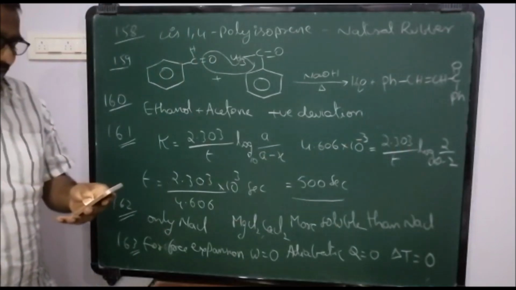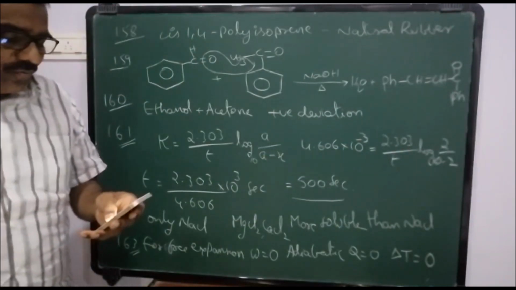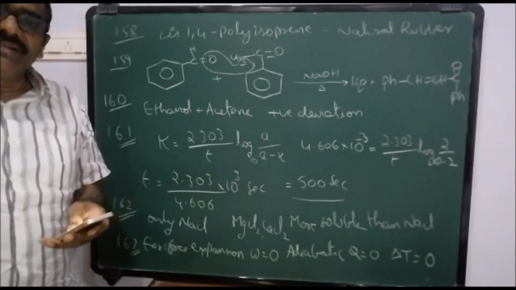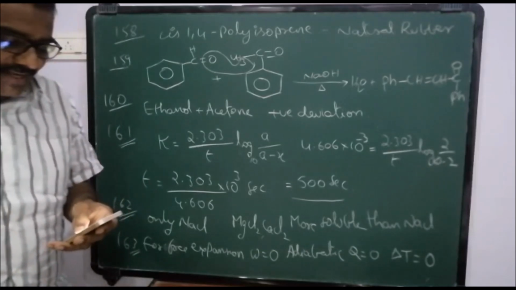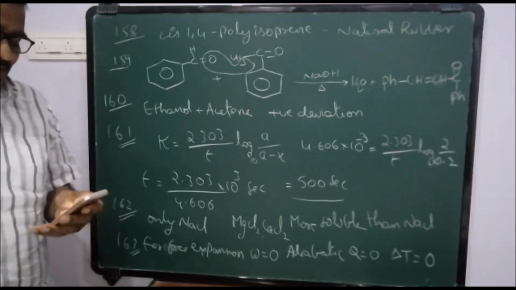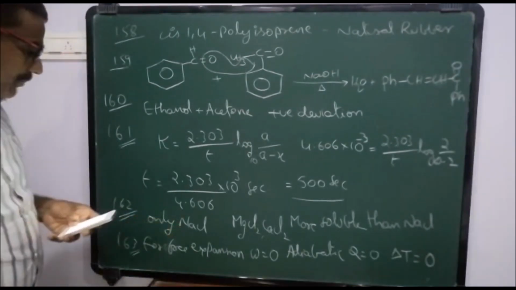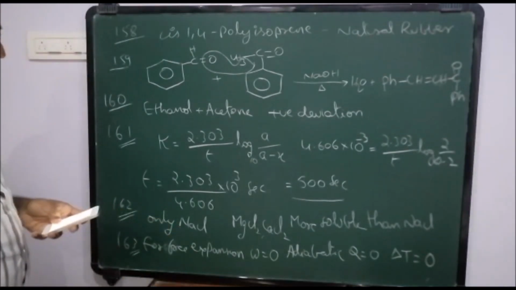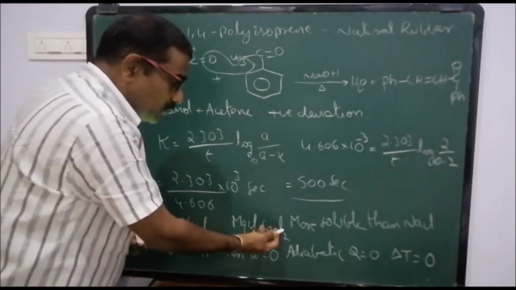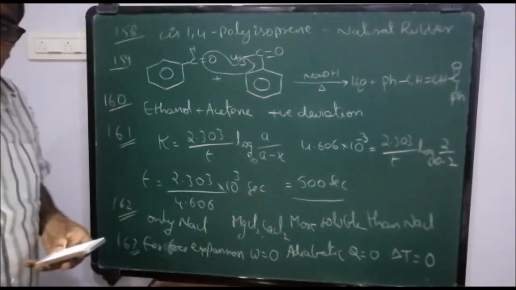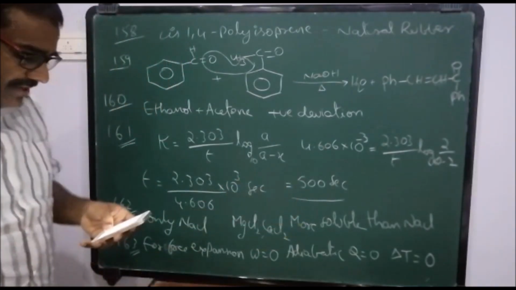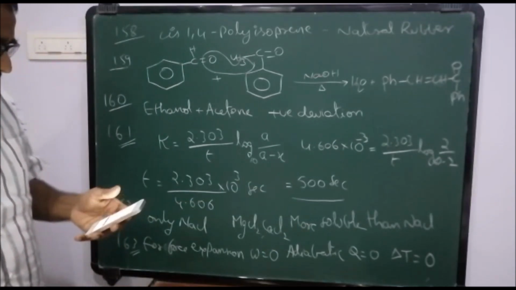And question number 162. HCl was passed through a solution of calcium chloride, magnesium chloride and NaCl. Which of the following compounds crystallizes? So here only NaCl crystallizes. It is the application of the common ion effect, and magnesium chloride and calcium chloride are more soluble than NaCl, so they do not get precipitated.